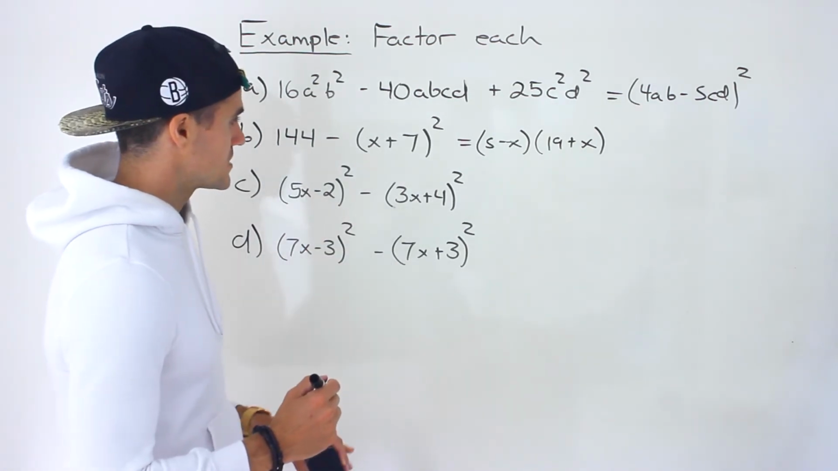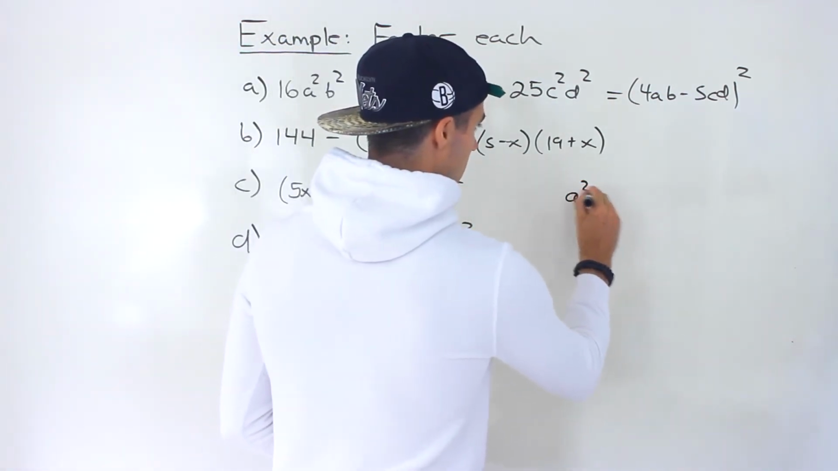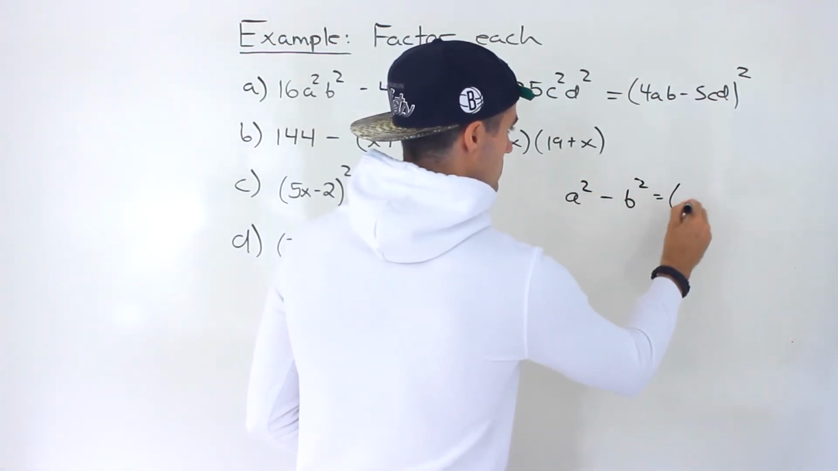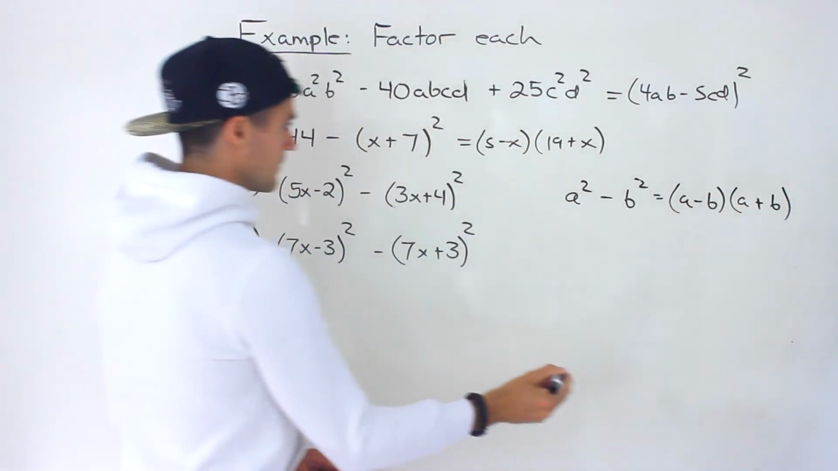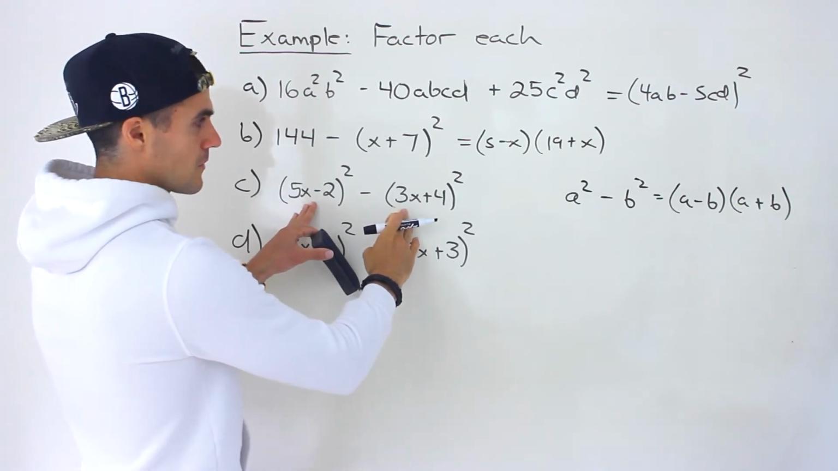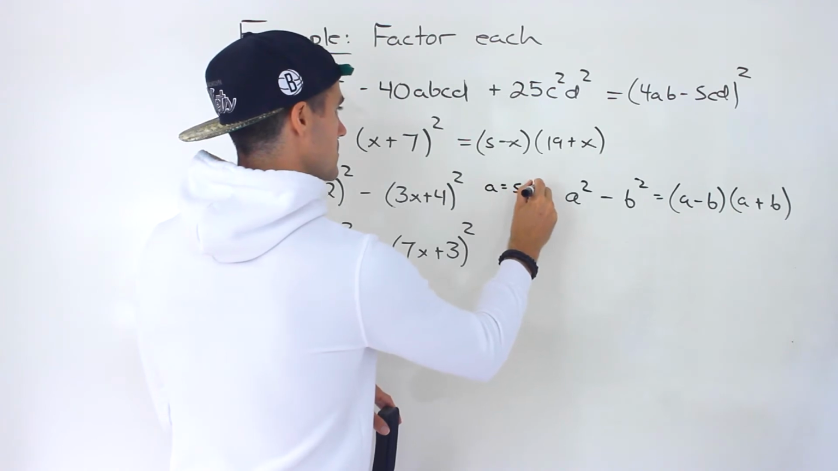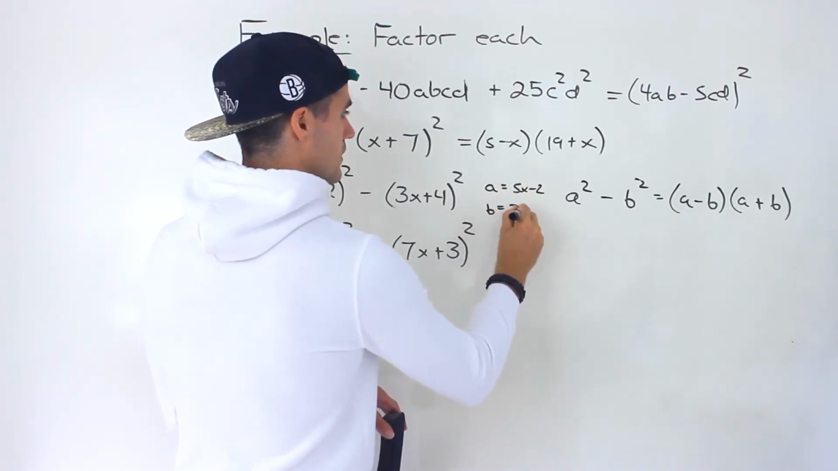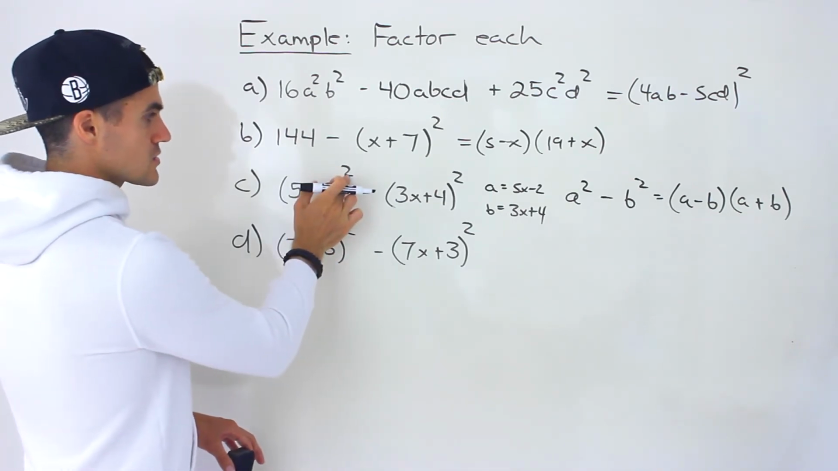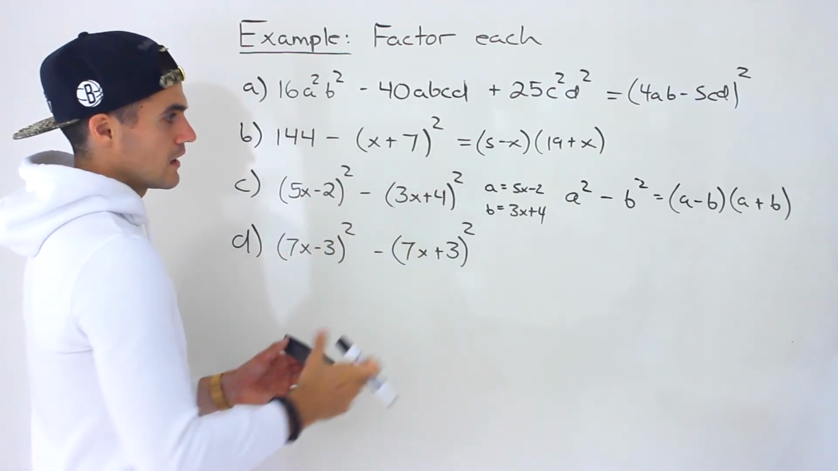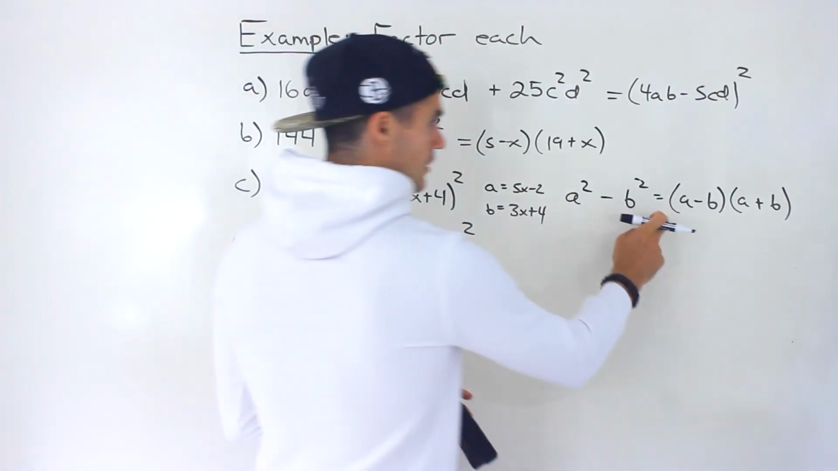Then moving on to part C, notice again here we are dealing with a difference of squares. We have a squared minus b squared equals a minus b, a plus b. And notice it's already in a nice format where we could tell that the a value is this 5x minus 2, the b value is this 3x plus 4, right? A squared minus b squared. And so we just have to take these expressions for a and b and plug them into this right side.